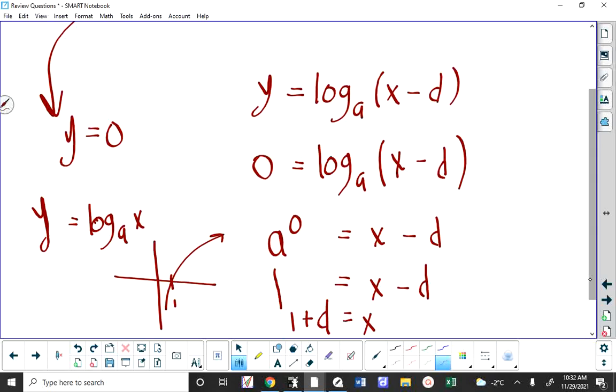Don't forget, with logarithmic equations, you always have to check for extraneous roots, because you're not allowed to take the logarithm of anything that's negative, and you're not allowed to take the logarithm of 0 as well. The argument for a logarithm has to be positive.